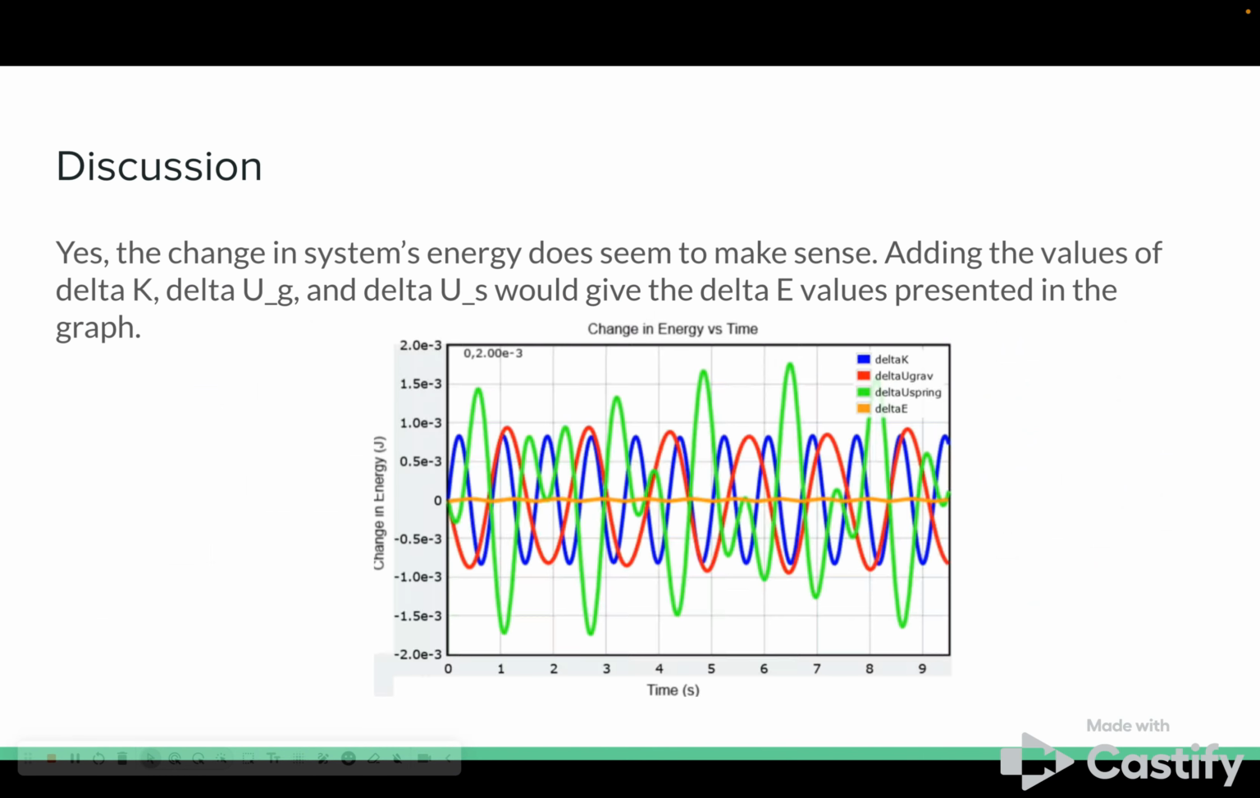Some discussion. So yes, the change in system's energy does seem to make sense. Adding the values of delta K, or the change in kinetic energy, change in potential gravitational, and potential spring would give the change in energy values presented in the graph below, like I presented before.